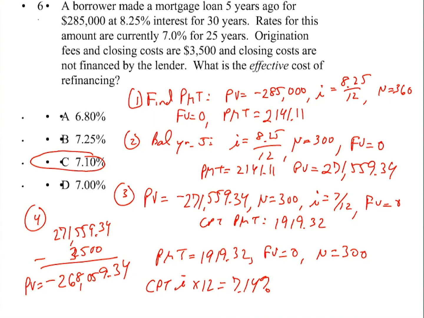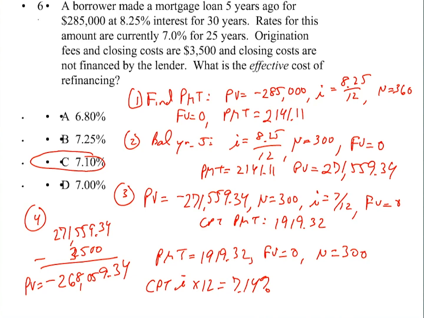Now we take that, say that's the amount we'd have to borrow. So we want to borrow exactly what we need to refinance. So that's our present value. This is step 3, the $271,559.34. And we're going to continue that for the rest of the 25 years, 300 payments. And the new rate we could borrow at would be 7%. So 7 divided by 12, future value 0, and we compute the new payment would be $1,919.32.